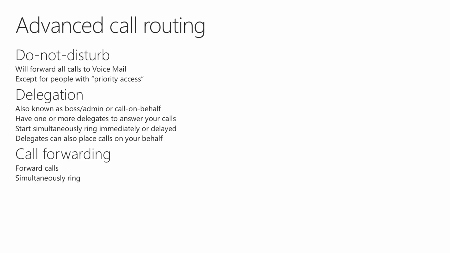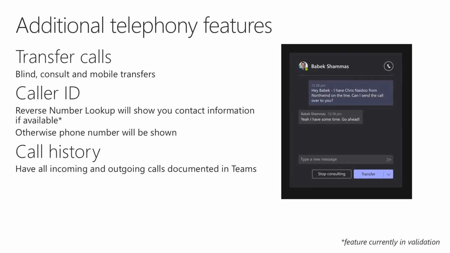Teams also offers a couple of settings for call forwarding, to forward calls or configure simultaneous ringing. When you want to transfer a call, Teams offers you to do a blind transfer or to do a consult or mobile transfer. If the caller ID is known by your Teams client, it will show you the actual contact information of the person calling you. Otherwise, you just see the phone number. The call history will be documented in the Teams client.